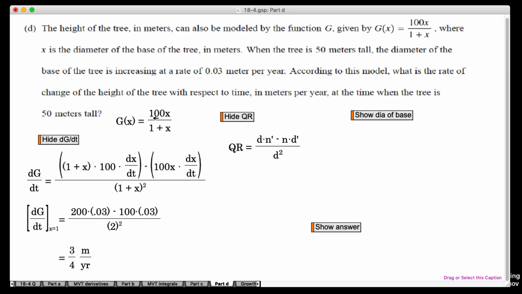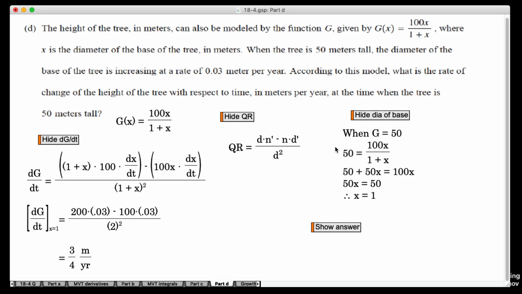But we do know it says when the height of the tree is 50. So if we have this equation, when the height's 50, we can find x. So I just did that calculation over here. So when the height is 50, if you just multiply both sides by 1 plus x, I get 50 plus 50x equals 100x.